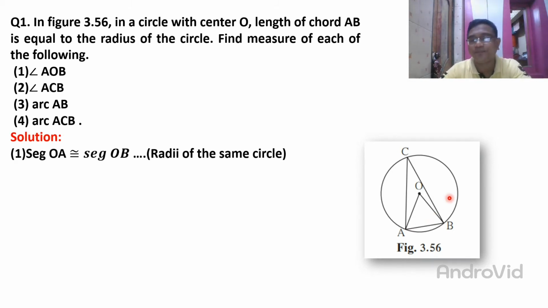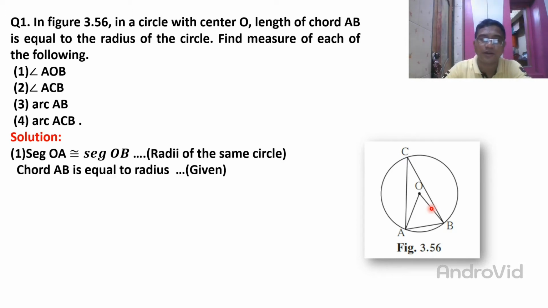How can I solve it? Just see. Segment OA is congruent with segment OB, radii of the same circle. O is the center of the circle, so OA is a radius and OB is a radius. Radii of the same circle are congruent, so OA is congruent to OB. Then this is the chord, and its name is AB. This chord AB is equal to the radius, so AB is equal to OA, and OA is equal to OB. So the three sides are congruent. Here I write segment AB congruent to segment OA, congruent to segment OB.